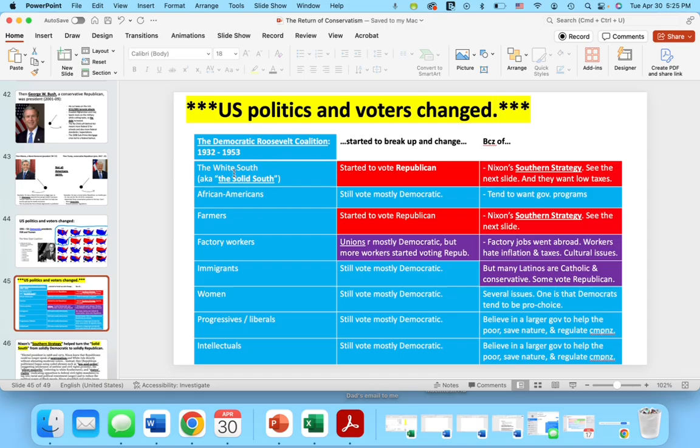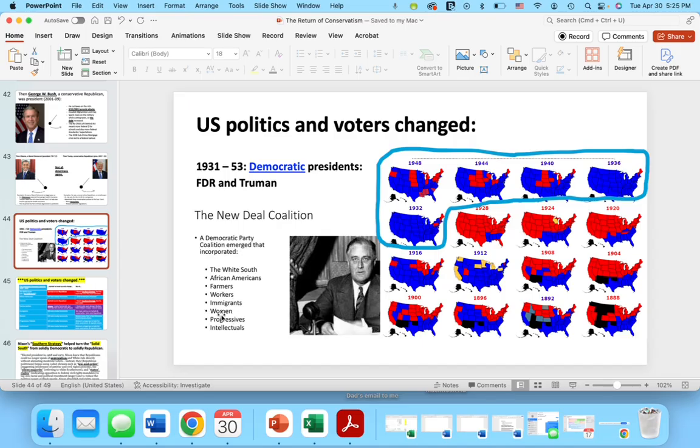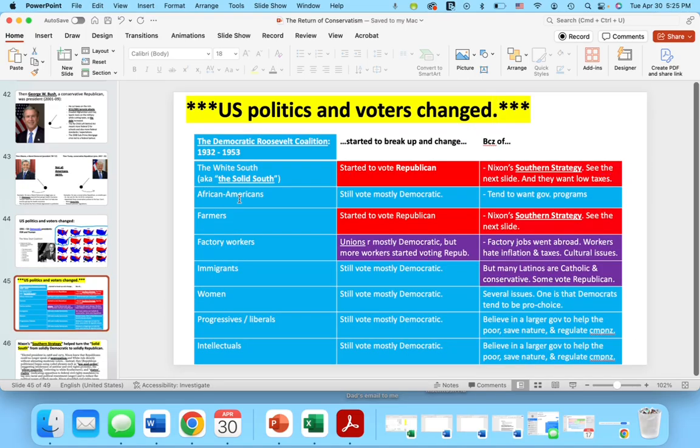But then this Democratic coalition under Roosevelt starts to break down. So here it is again, these groups: the white South, African Americans, farmers, factory workers, immigrants, women, progressives, liberals, and intellectuals. It starts to break up and change. For example, the white South, known as the Solid South, had voted Democratic since Andrew Jackson, and they were solidly Democratic. They started to vote Republican.